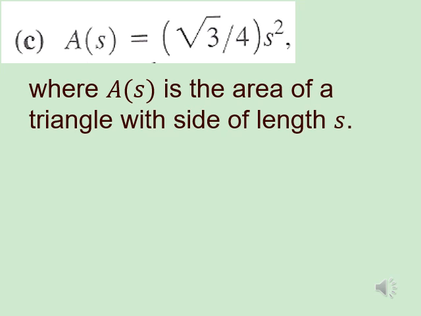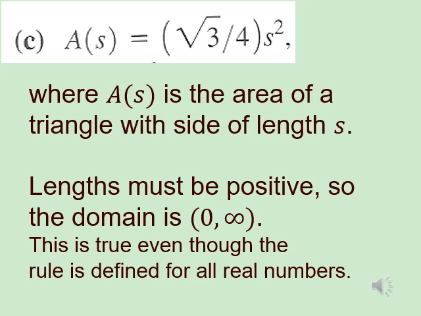with areas and lengths. The key thing is that geometric measurements have to be positive. You can't have a side of a triangle that has a negative measure. And that's how I know that the domain here has to go from 0 to infinity. It can't be negative. And even though the problem technically would be defined for all real numbers, we can't plug in any of the negatives because they don't make sense for the answer. So the domain is 0 to infinity, not including 0.